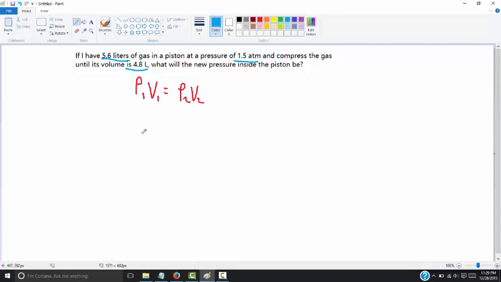So we're asked to find the new pressure, or P2. To isolate P2 here by itself, you need to divide this side by volume 2. And whatever you do to this side of the equation, you have to do to this side of the equation also. So when you do that, the V2's cancel out here.